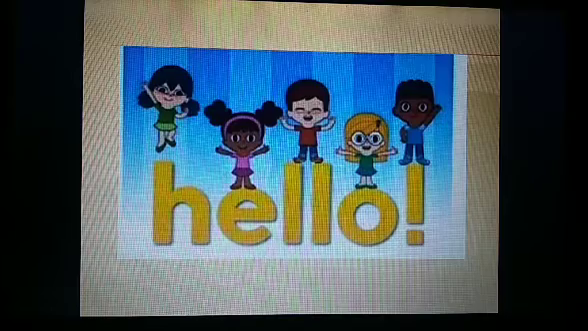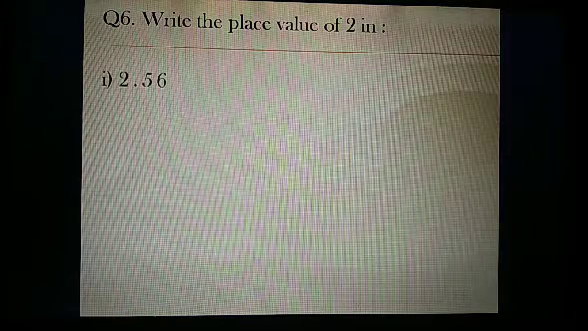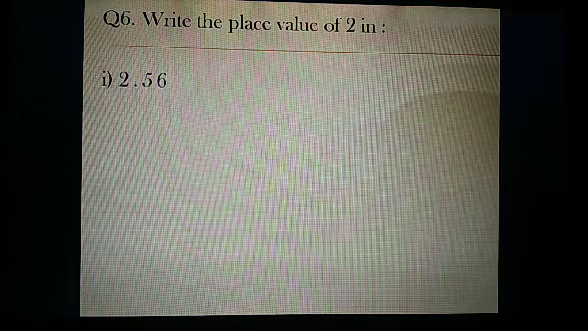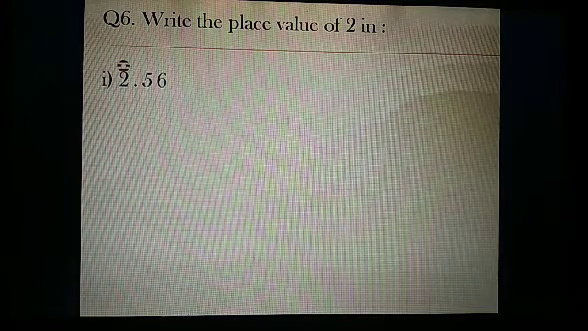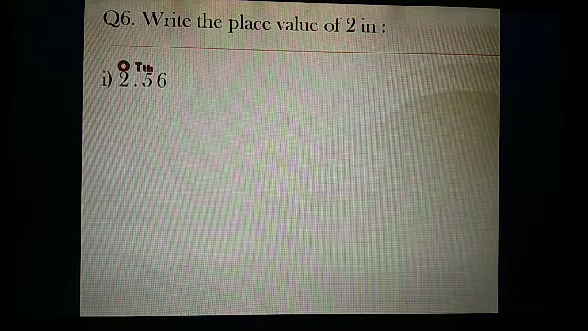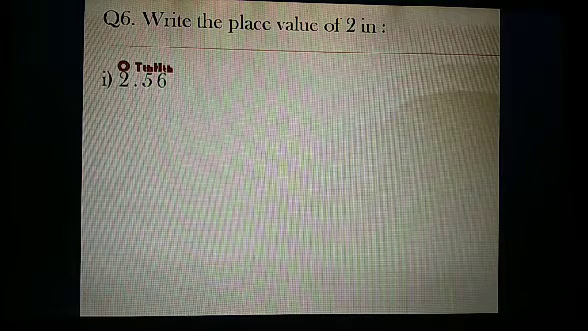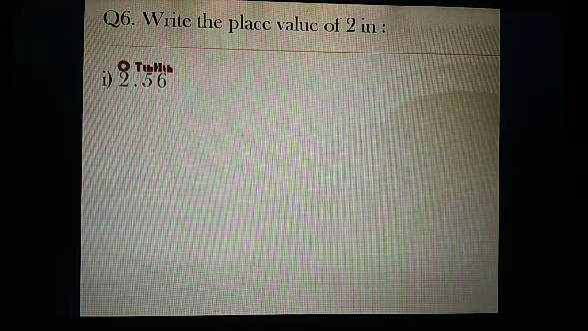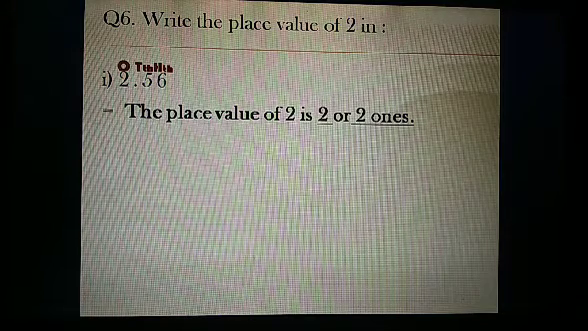Today we will continue with exercise 2.5, question number 6. Write the place value of 2 in: your first number is 2.56. What we will do here is first write the place value chart. The place value chart here is ones, tenths, hundredths. Now you are supposed to find the place value of 2 here. So the place value of 2 is in the ones place. So the place value of 2 is 2 or 2 ones.